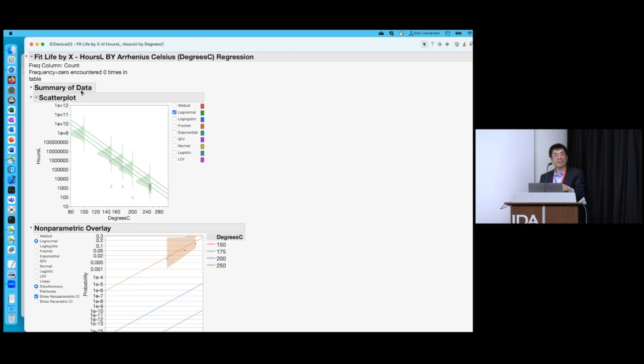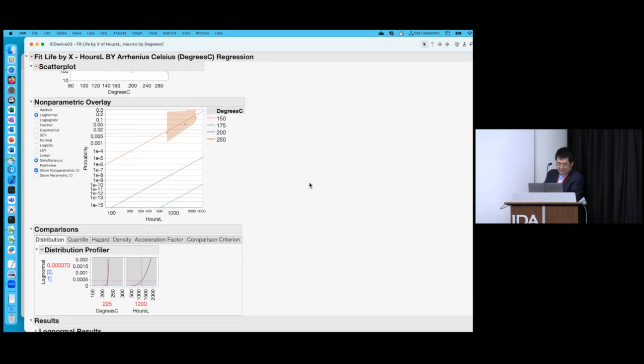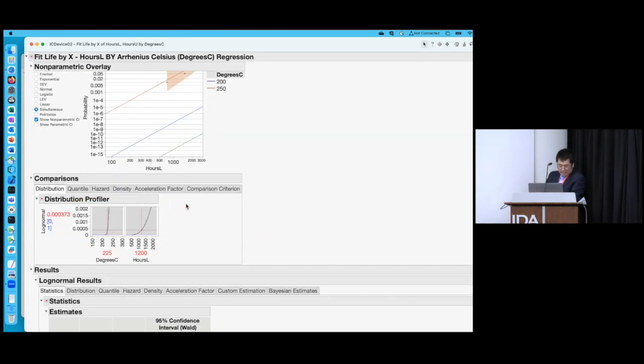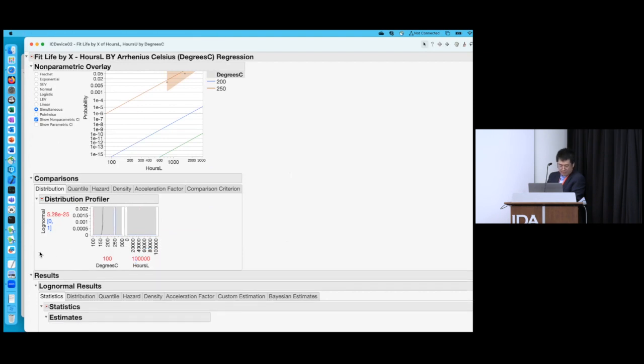That's why, even if we can draw this line, if we put some data in the software, it will crank out some numbers and give you the report. But there's something wrong with these numbers, and we can observe that by looking at these profilers. We put in 100 degrees C and, say, 100,000 hours, and read off the numbers here. They give you a prediction, pretty small. But the confidence interval is 0 to 1. It's useless. You don't have any confidence in the estimation.